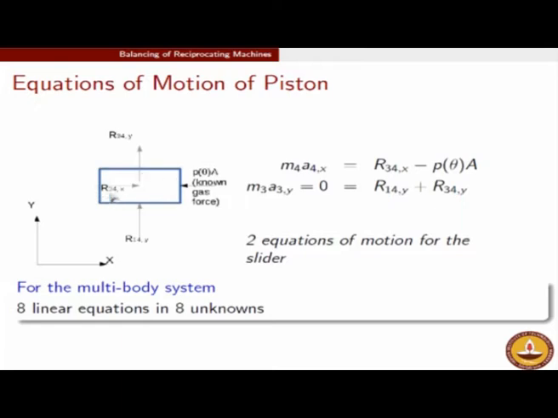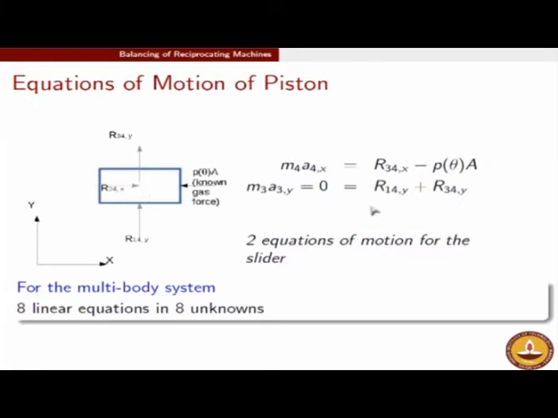Now in the piston there are 4 forces. R14 is coming from the frame to the piston, and because of our assumption that the sliding pair is completely frictionless, there is only one force, which is directed along the y direction. There is no x directional force in the present analysis. And we are also taking that R34x and R34y are all passing through the center of mass, and the gas force is also passing through the center of mass. So there is absolutely no issue about moment balance, because all of these forces are passing through the same point, which is the center of mass.